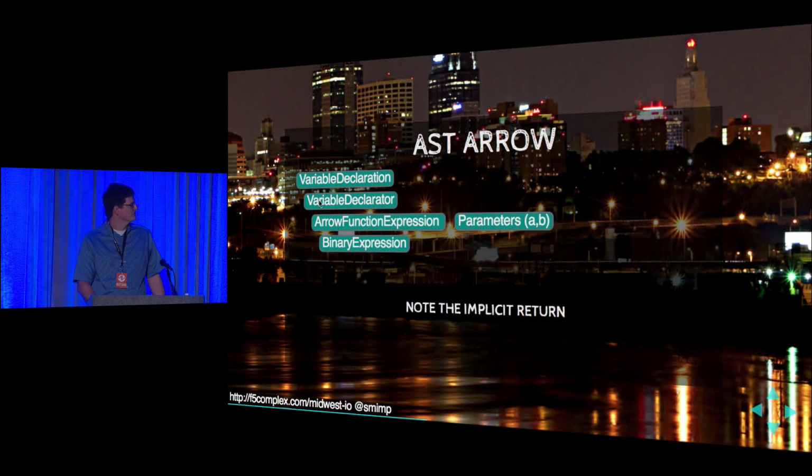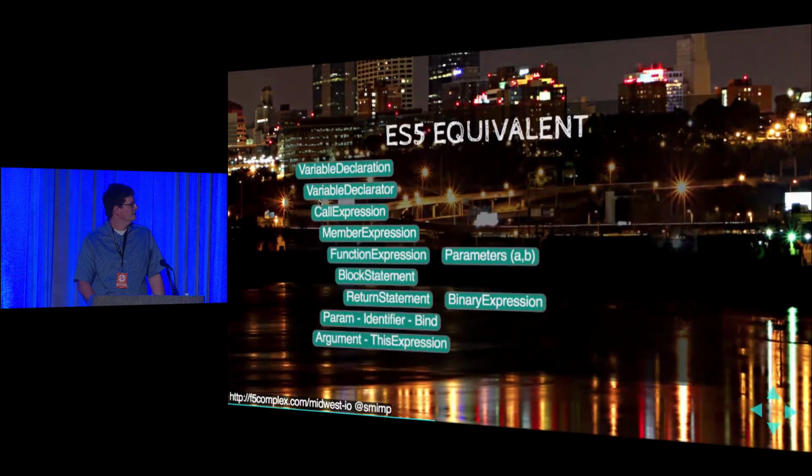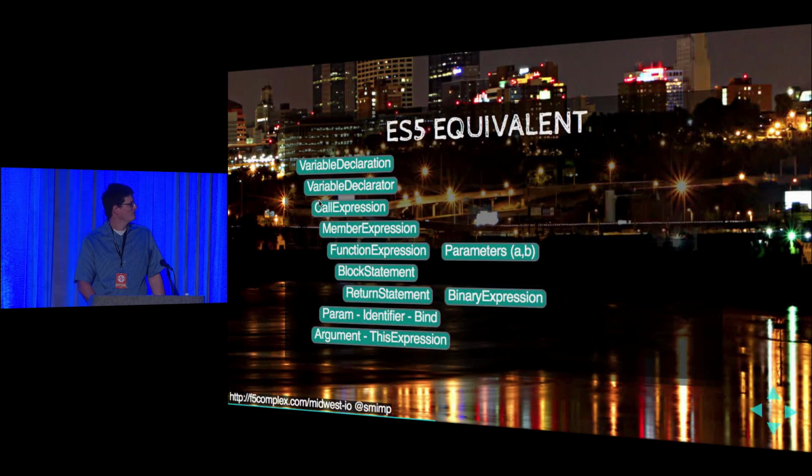And the abstract syntax tree of both of those. So you have the arrow function expression and the binary expression, which is a plus b. And then the equivalent in ES5, which is what we're going to convert to. And you'll notice that it's really kind of similar. The call expression is calling bind, but other than that, the function expression is very similar to the arrow function expression.